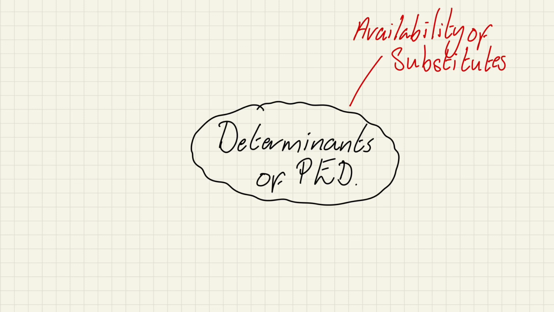Our first determinant is the availability of substitutes. If there are lots of close substitutes available and their price is very similar to the good we're talking about, it's likely that its PED will be very elastic, because if the price of the good in question rises, consumers will just switch to one of those close substitutes. However, if there are no close substitutes available, the demand will be relatively inelastic, because consumers can't easily switch to a very similar alternative when the price of the good in question rises. So the PED will be very low.